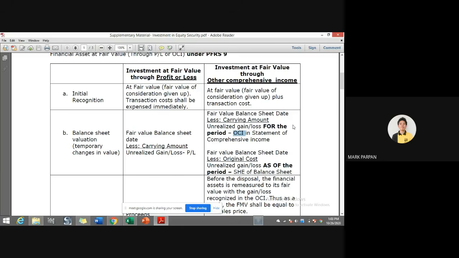But yet, many students would still get confused with this. OCI goes to OCI, PL goes to PL, right?